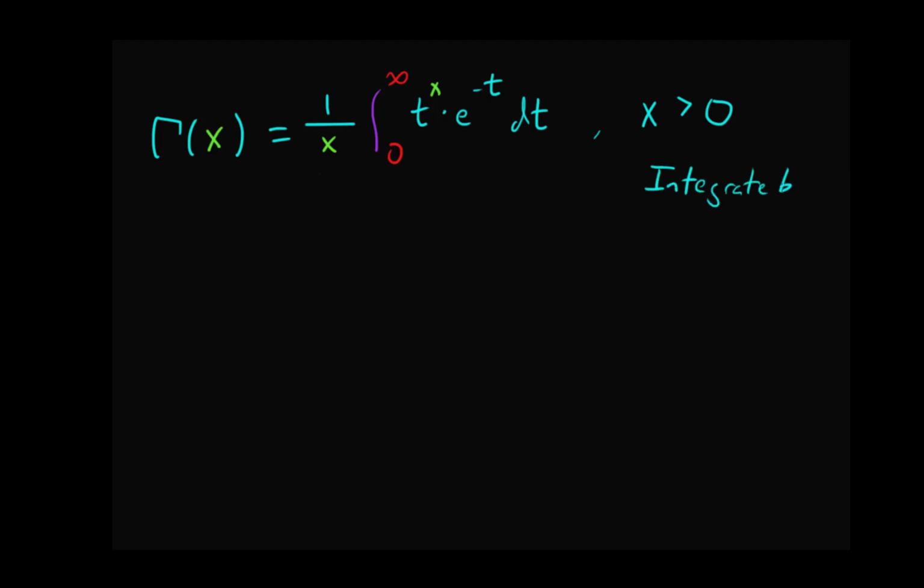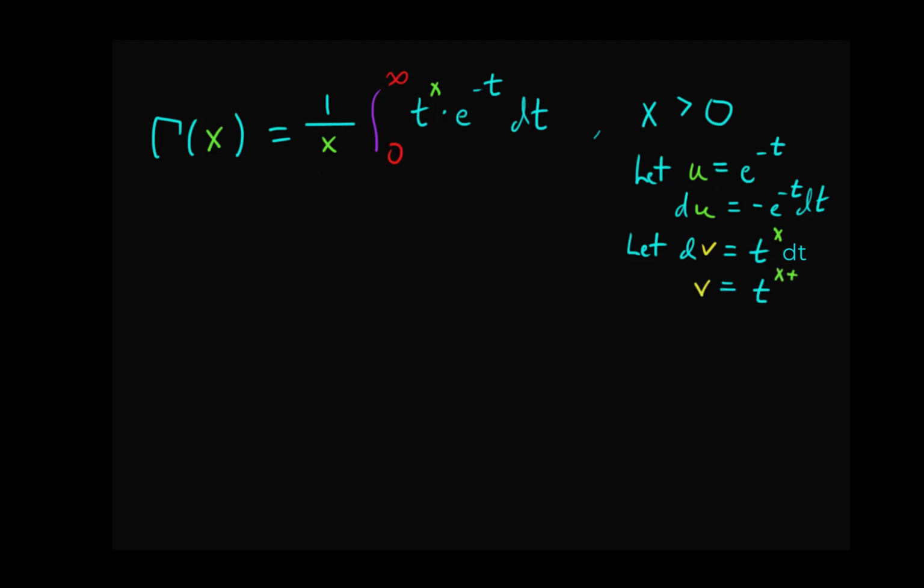And since this seems to be such a fruitful technique, let's try it again. Let's integrate this expression by parts. And so, again, we'll let u equal e to the negative t. And then du will equal negative e to the negative t dt. We'll let dv equal t to the x dt. And then integrating both sides, we'll have v equals t to the x plus 1 over x plus 1.